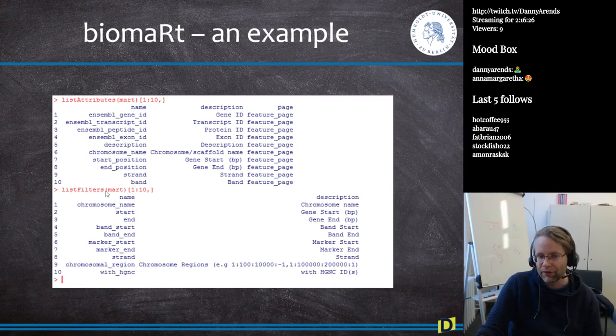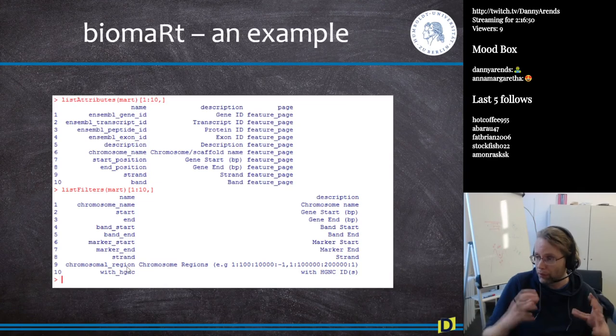We can also list the filters, right? So what can I give the database which it understands? The attributes are what I can get from the database, and list filters means what can I give the database? What will it understand? In this case, it will understand things like chromosome name, start, end, band start, band end, marker start, but also chromosomal region, right?